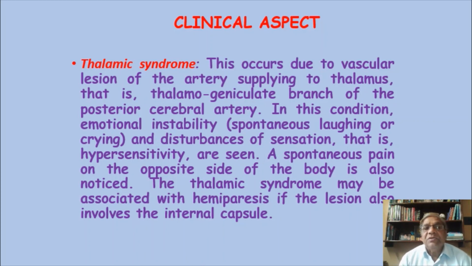Now the thalamic syndrome may be associated with hemiparesis if the lesion also involves the internal capsule, because on the lateral surface the thalamus is in contact with the internal capsule, which is carrying the motor and sensory fibers. If the internal capsule is also involved because of this occlusion, then a person may feel weakness of the muscles on that side. Hemi means that the opposite half of the body will be feeling that.